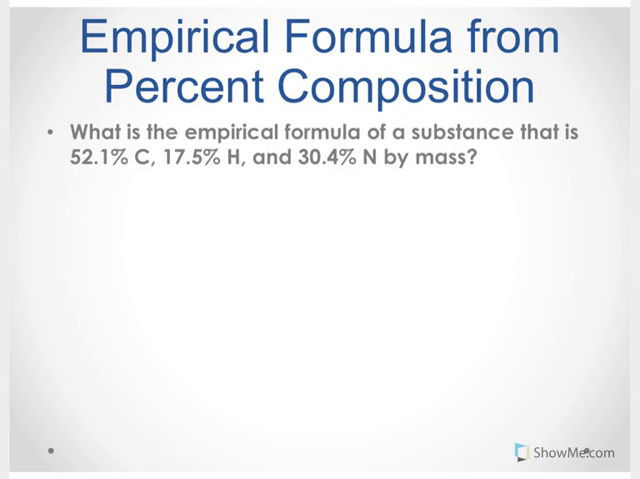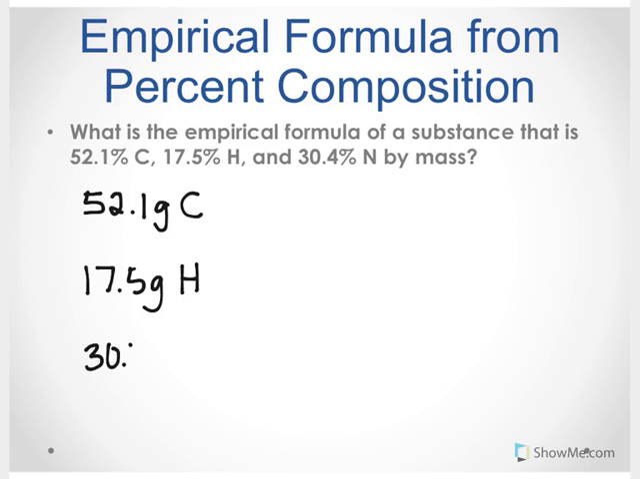This time we have 3 different elements, which sometimes people get scared by the fact that there's 3 elements, but we do the exact same thing. So remember, the first thing we're going to do for this problem is change the percent sign to grams. So 52.1 grams of carbon, and then 17.5 grams of hydrogen, and 30.4 grams of nitrogen.